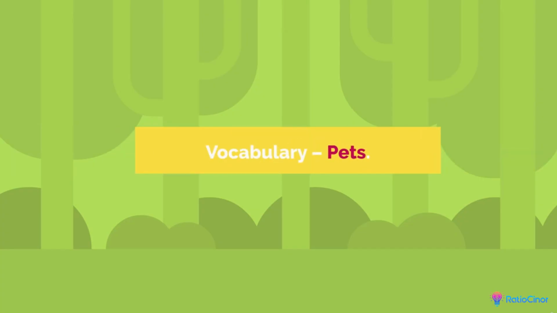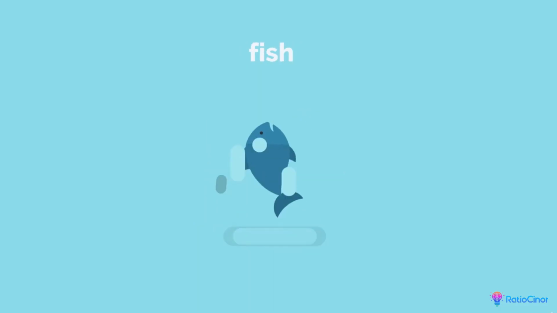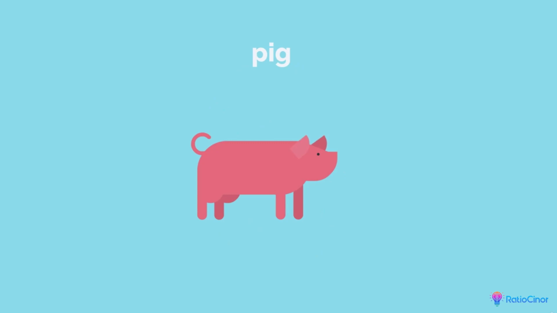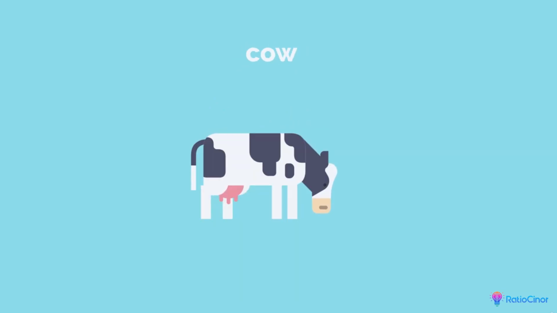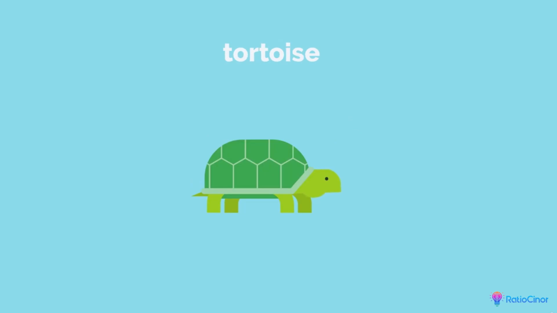Vocabulary. Pets. Cat, dog, rabbit, fish, parrot, pig, chicken, sheep, cow, horse, snake, tortoise, hamster.